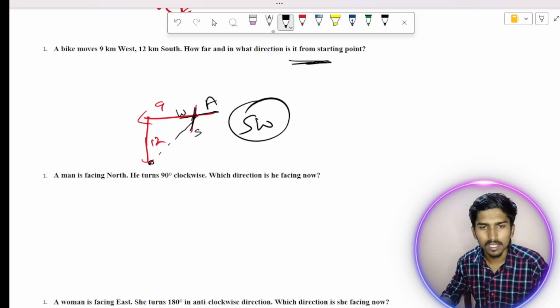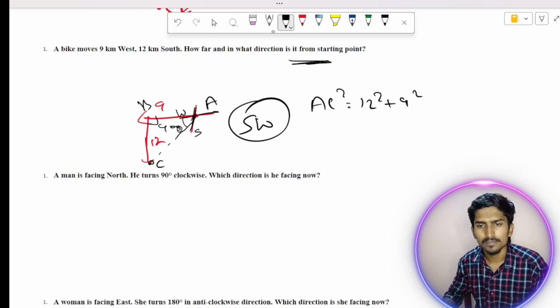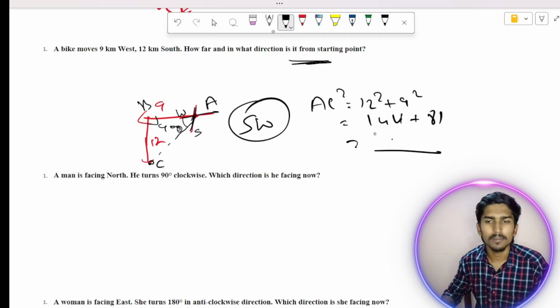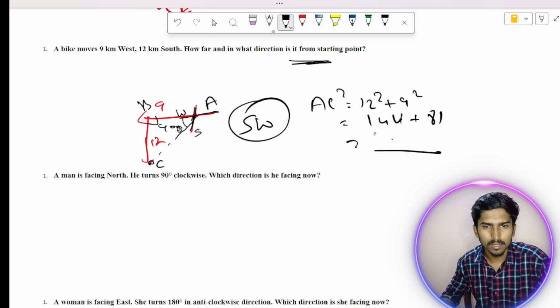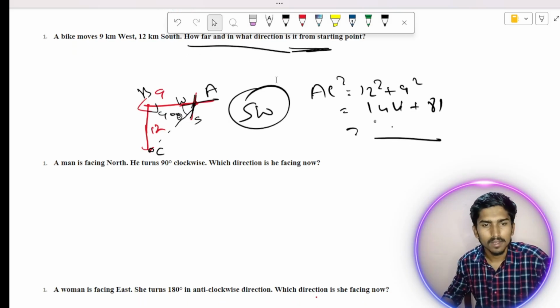Now we need to find the distance. Same thing, Pythagoras theorem, ABC. If you consider ABC as a triangle, this is 90 degrees. We should find AC, that is the hypotenuse. AC squared is equal to opposite squared plus adjacent squared, that is 12 squared plus 9 squared. 12 times 12 is 144, plus 81. If you solve this, you'll get the answer. Put it here, this is the answer. Very simple. Next, go to the next question.